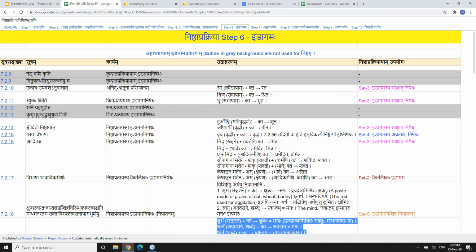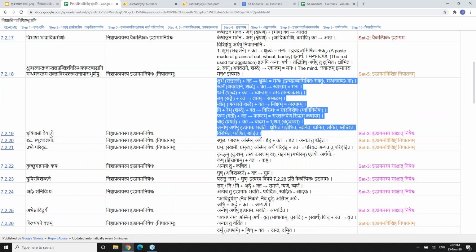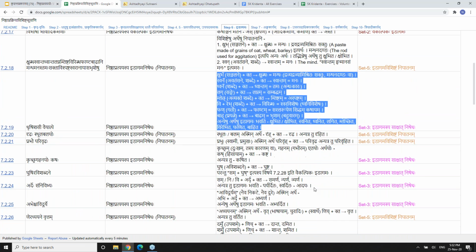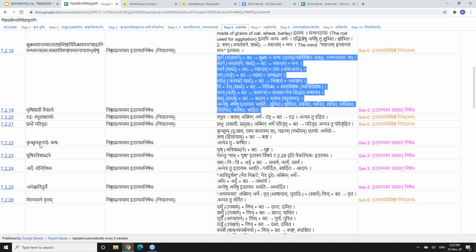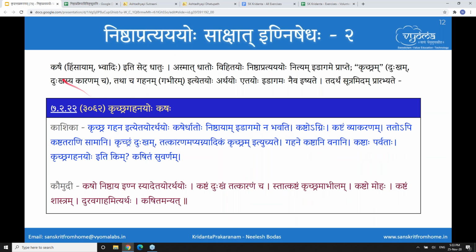We had the first one over here, dhrishishasi vaiyatye. तत्र अग्रिमं सूत्रमस्ति कृच्छगहनयोः कषः. कष इति भ्वादिगणस्य धातुः हिंसायाम्. Again, this particular verb, a specific meaning is given in which the idagama is being blocked. So earlier what was happening? Idagama was being compulsorily blocked.